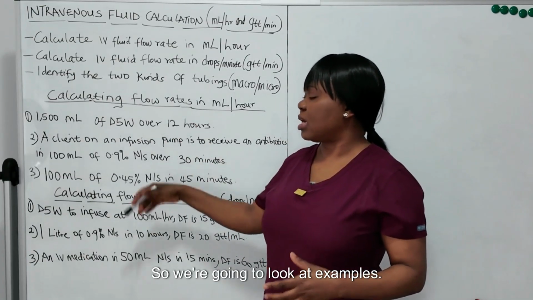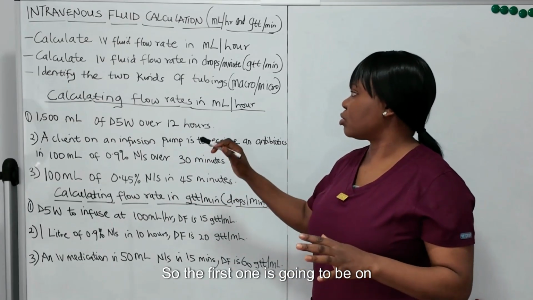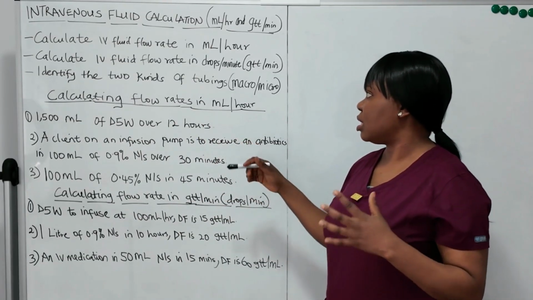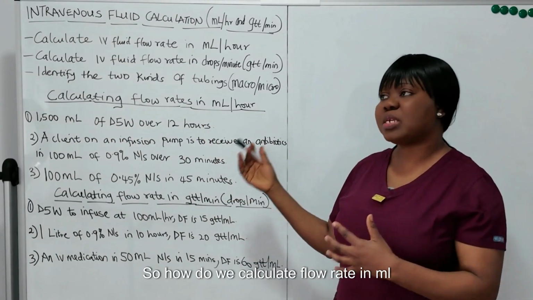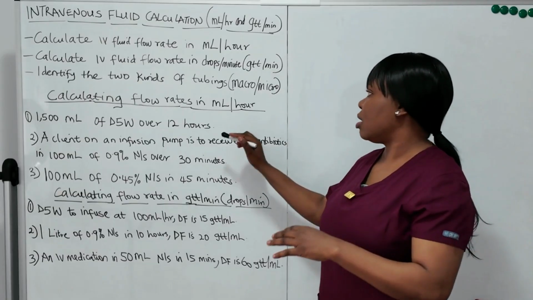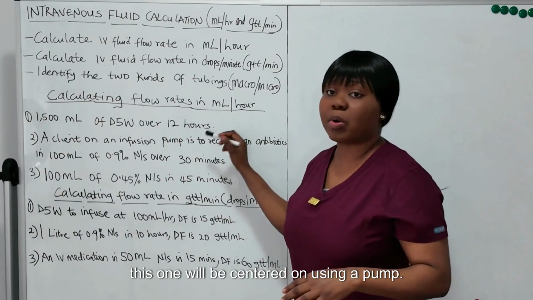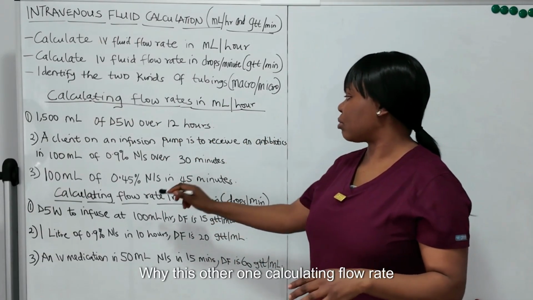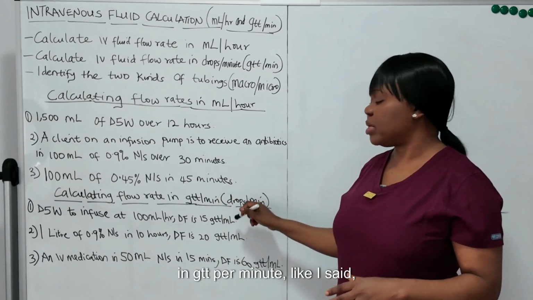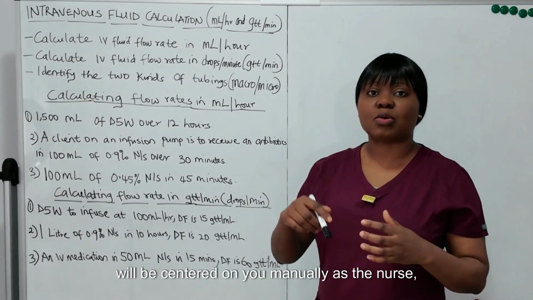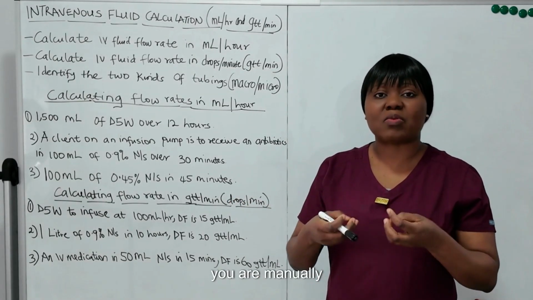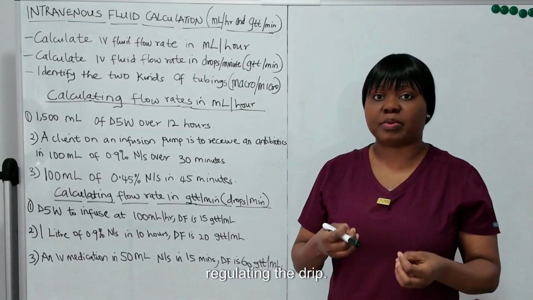So we're going to look at examples. The first one is going to be on calculating flow rates. How do we calculate flow rate in ml per hour? This one will be centered on using a pump. While this other one, calculating flow rate in GTT per minute, like I said, will be centered on you manually, as a nurse, regulating the drip.